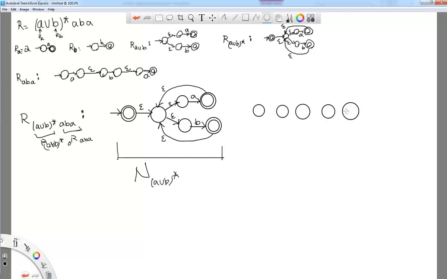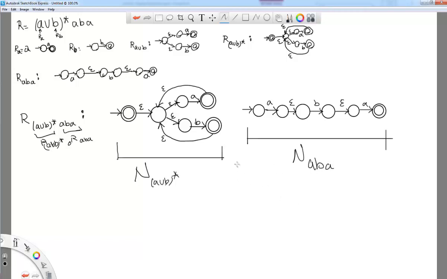How many states does it have? 2, 4, 5, and 6. It's going to look like that. So this is going to be A with epsilon, B with epsilon, A. So now this is the non-deterministic automaton that takes ABA.